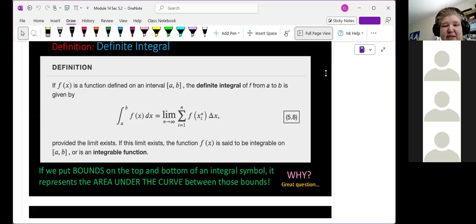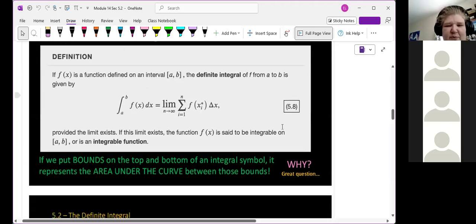So if the limit exists, then the function is said to be integrable on the interval a to b. So why does it represent that?